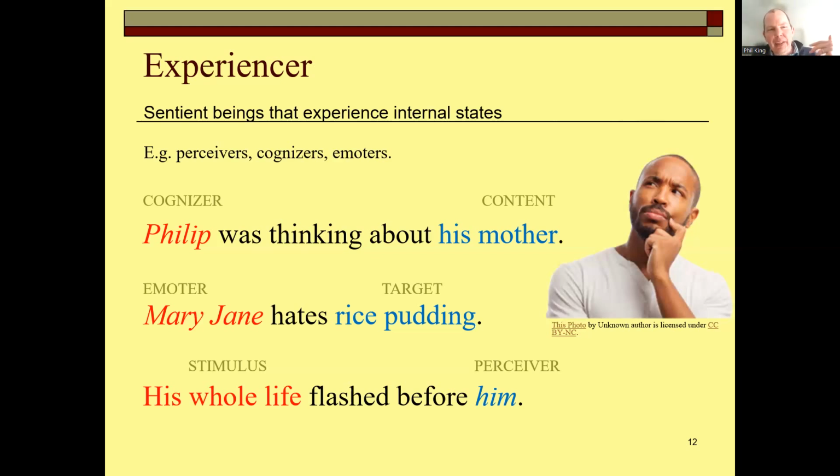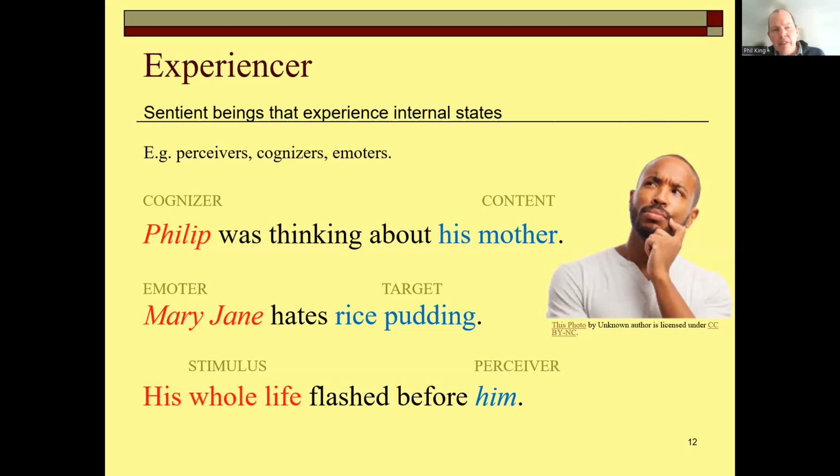Other things might be knowing, realizing, words like that have cognizer and content roles associated with them. Then there are another set of verbs that have emotional participant roles connected with them. So we have here, Mary Jane hates rice pudding. Here we'd say that Mary Jane is the emoter and rice pudding is the target, the thing that she hates. This would also be true for somebody loving something, liking something. All those kind of words would have the participant roles of an emoter and a target.